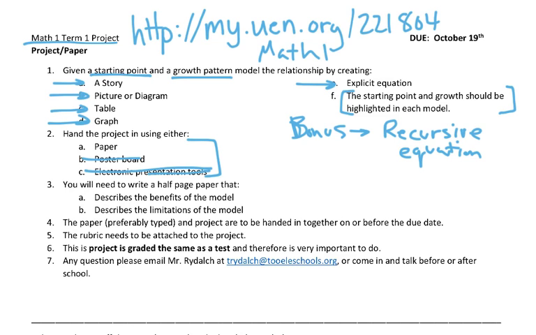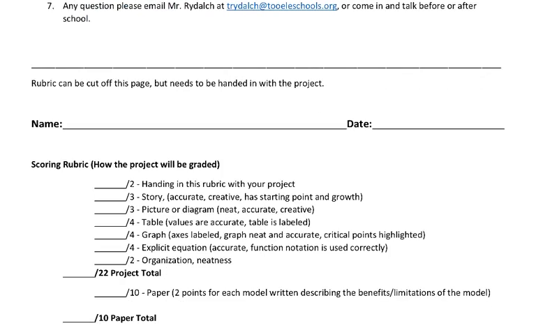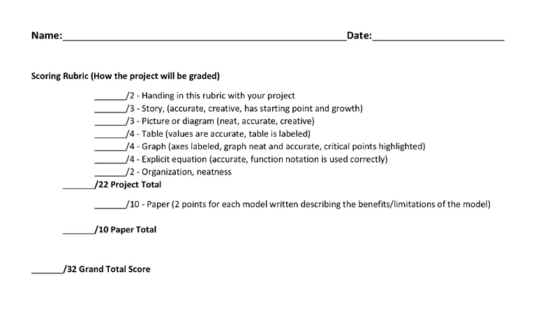Alright, now, the other thing you're going to need to do is write about a half page or longer, and you're going to talk about each of these models, what the benefits are, and what the limitations are. Okay? Now, you can write it by hand, but I would prefer that you type it.